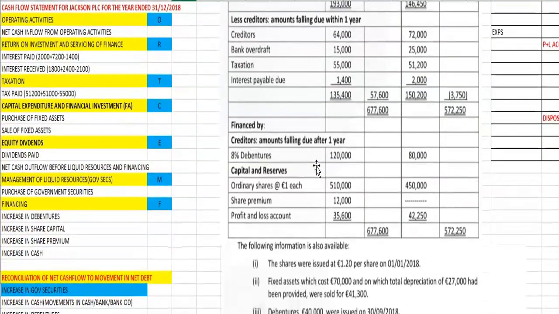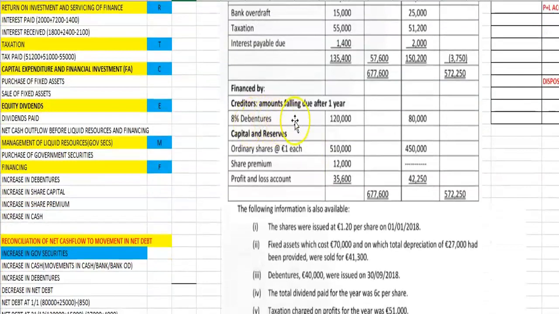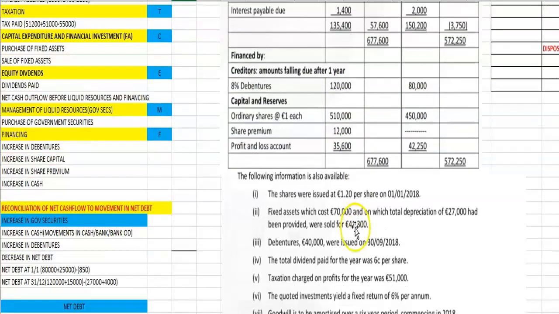Now we need to figure out what our interest deduction was. So the interest will have been charged on our loans. So you can see the information on the loans here in the finance by section. We have a debenture for 120,000 and the rate of interest is 8%. But we notice that our debenture has increased by 40,000 from last year. So we just need to have a look at when that happened.